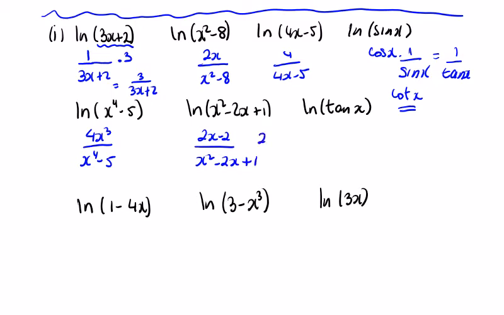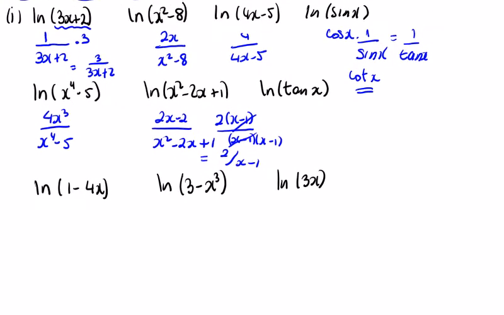I think I have another common factor, 2 by x minus 1, over x minus 1 squared. So we're going to get just 2 over x minus 1 for that one.